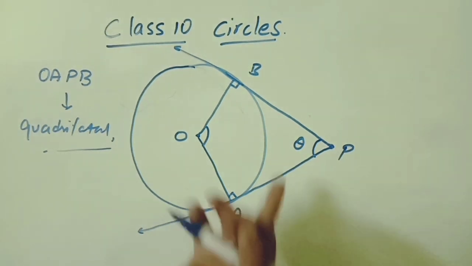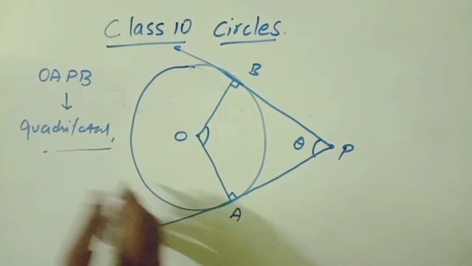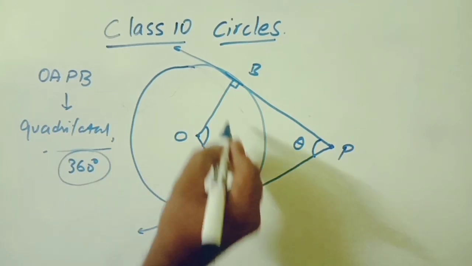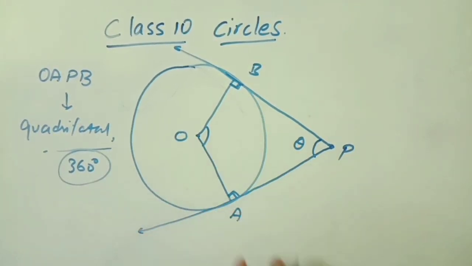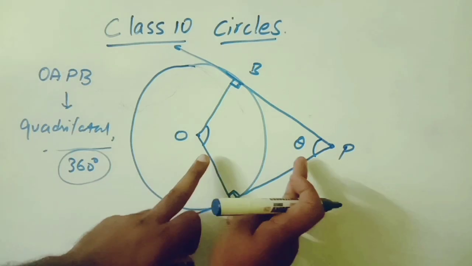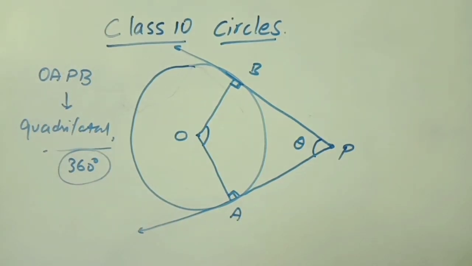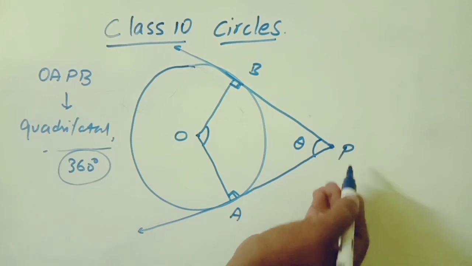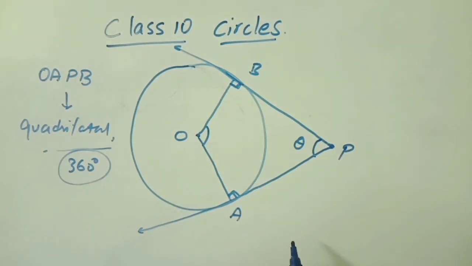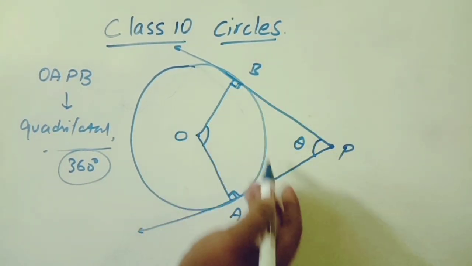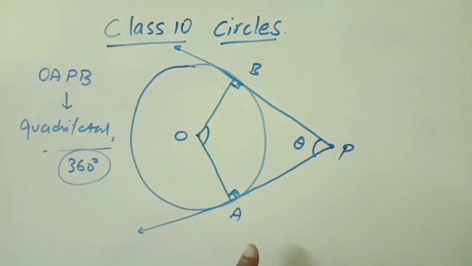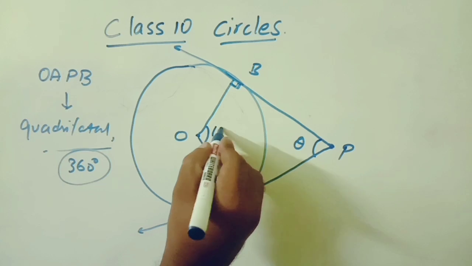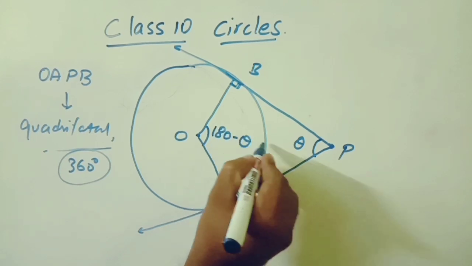Now, the sum of all angles in a quadrilateral should be 360, right? As I already have 90 plus 90, 180 of the sum is already finished. So the sum of these two angles should be 180, or not? So always remember one thing: if a point is given outside the circle and you have drawn 2 tangents to the circle, then both radii will obviously make 90 degrees with the tangents. So the sum of these two angles will be 180, making angle O as 180 minus theta.